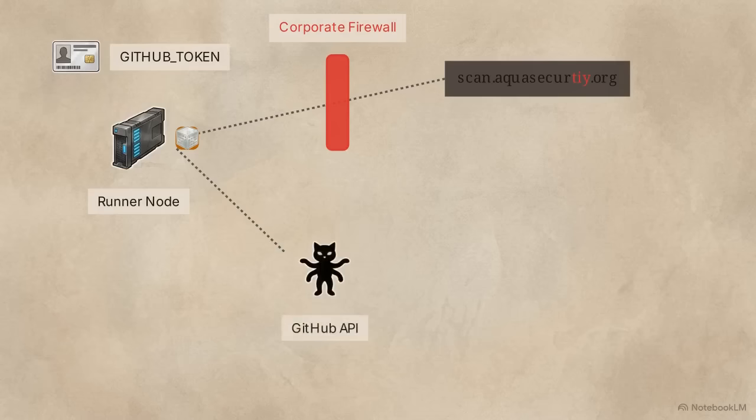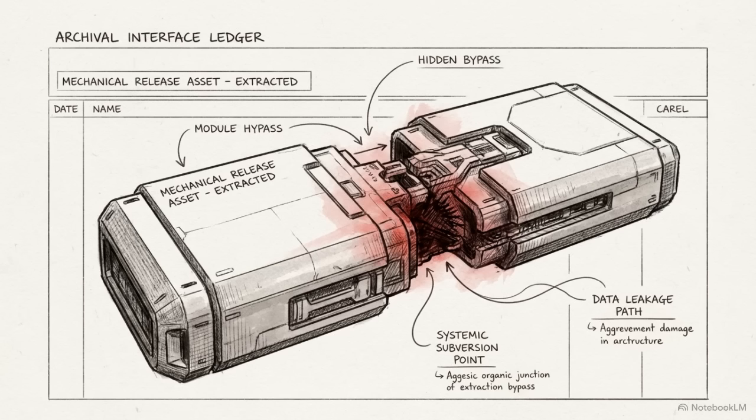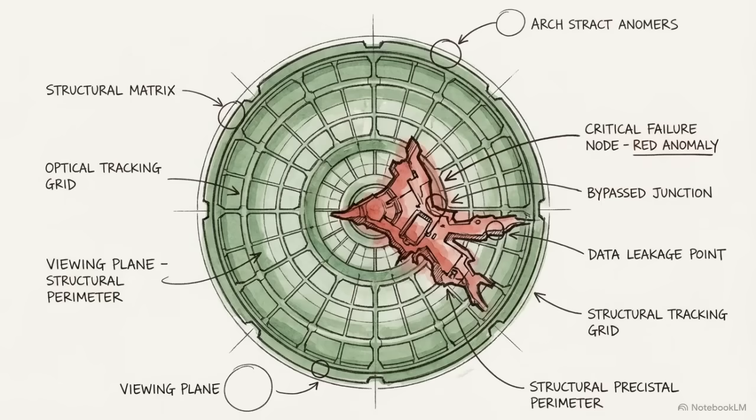It utilized the victim's own GitHub token to create a new public repository called TeamPCP docs on their account, uploading the stolen secrets as a release asset. By routing the stolen data through GitHub's own API, the attacker turned the organization's trusted infrastructure into a blind spot, successfully bypassing traditional network perimeter defenses.